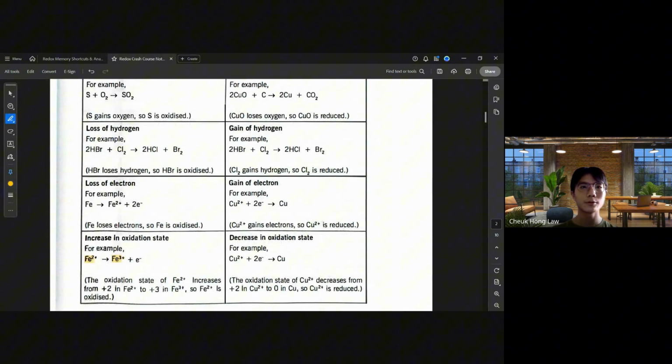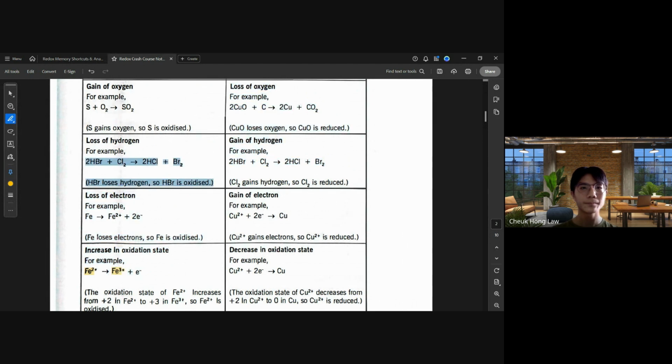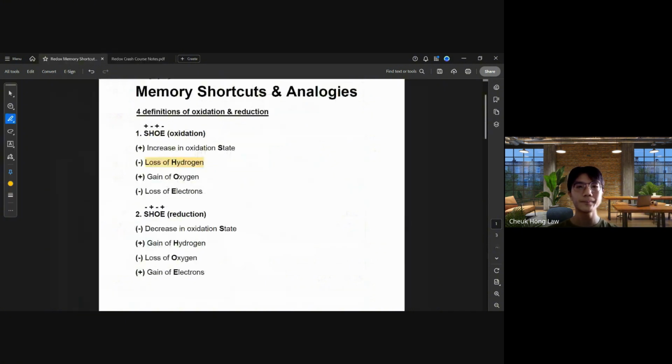For example, if you look at this equation here, 2HBr plus Cl2 will give you 2HCl plus Br2. If you look at HBr, it actually loses hydrogen to become Br2, bromine. There is a loss of hydrogen, therefore HBr is oxidized. So that's the second definition.